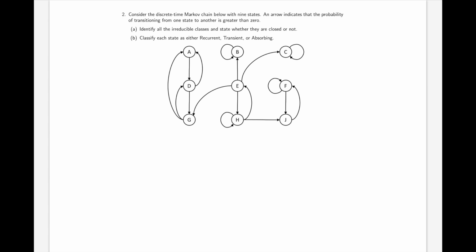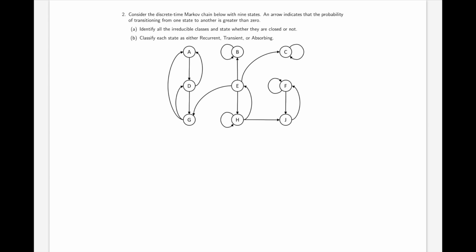Problem sheet 2, question 2. Consider the discrete time Markov chain below with 9 states. An arrow indicates that the probability of transitioning from one state to another is greater than 0. First, identify all the irreducible classes and state whether they are closed or not. Then, classify each state as either recurrent, transient, or absorbing.